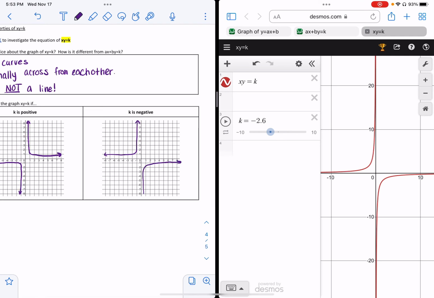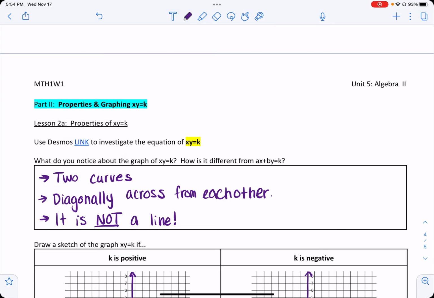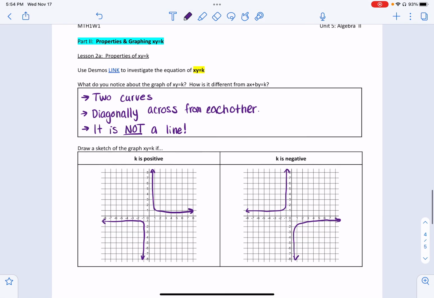There we go. You won't be asked to graph this clearly or exactly. Just a sketch is absolutely perfect. And that's it. That's all you need to know.